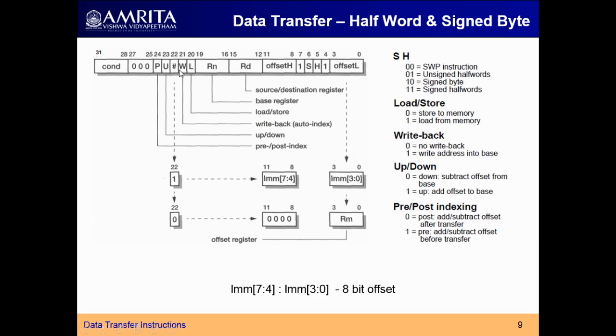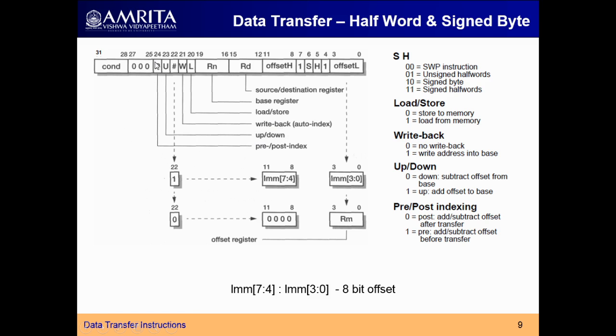Then bit number 22 is used for representing whether you are using immediate offset or register offset. If it is immediate offset, it will be 1. If it is register offset, it will be 0. You should keep that in mind. Then the U bit is used for representing whether you are adding the offset or subtracting the offset. If it is 1, that means you are adding the offset. If it is 0, that means you are subtracting the offset.